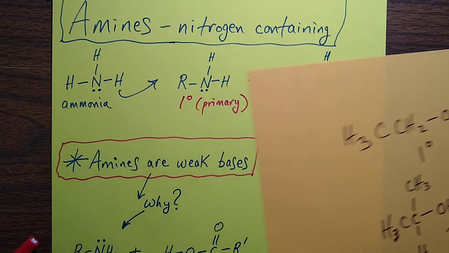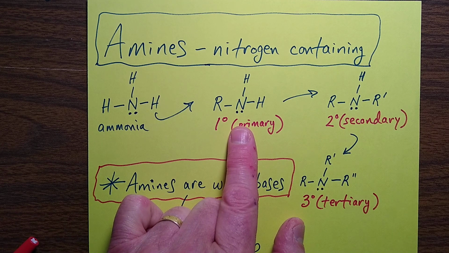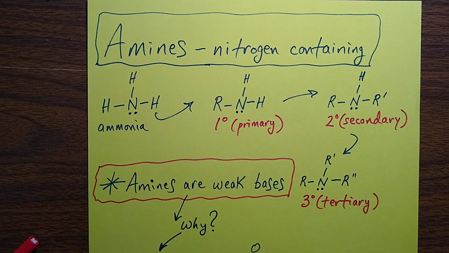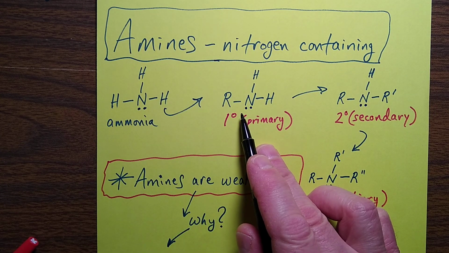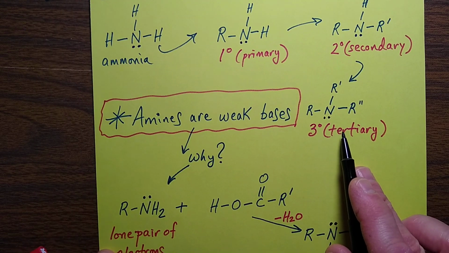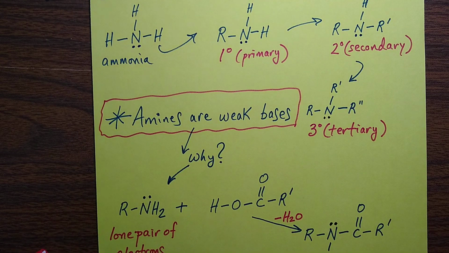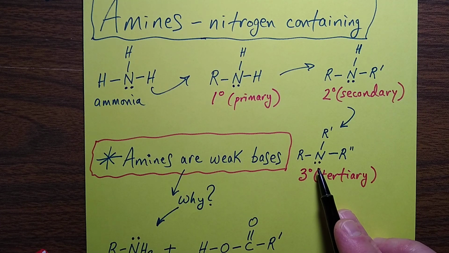Well, amines are classified according to just how many carbon groups are attached directly to the nitrogen. It's a little different. So 1 carbon attached is primary, 2 carbons attached is secondary, 3 carbons attached is tertiary. But they're all weak bases. They're weak bases because nitrogen has a lone pair of electrons on it, and therefore it's seeking out protons.